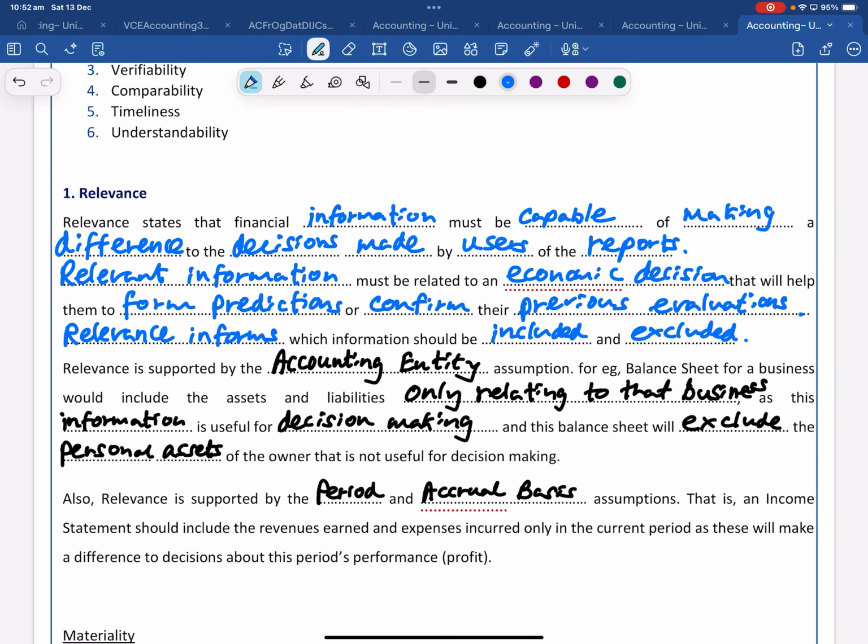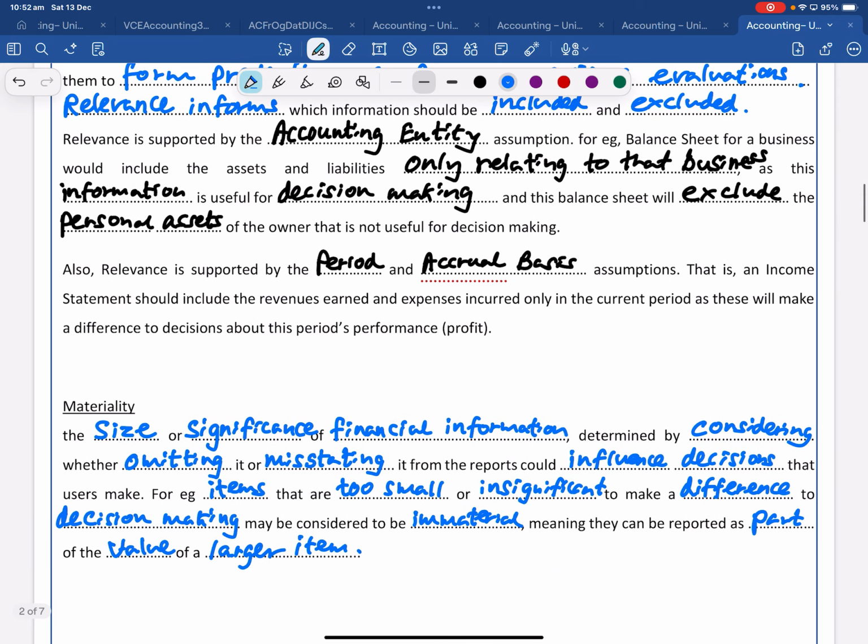Then next one. Also, relevance is supported by the period and accrual basis. They are quite similar, right? In this case, the impact on relevance from the period and accrual basis is quite similar. Why is that? Because we said, guys, there is a common thing in the accrual and period assumptions. What's the common one?